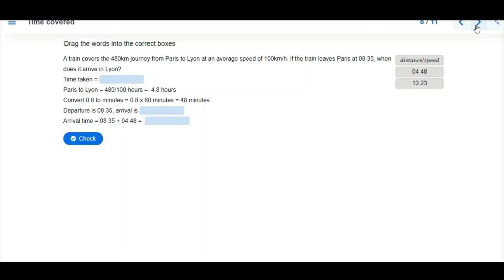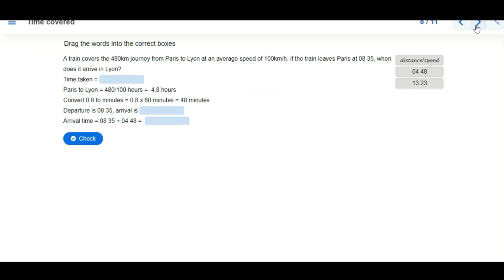The speed is 10 kilometers per hour. So that's the speed that has to be calculated. Based on the formula, time is distance over speed. Distance is 480 kilometers and the speed is 100 kilometers per hour. So we are going to be using 480 kilometers divided by 100 kilometers per hour.